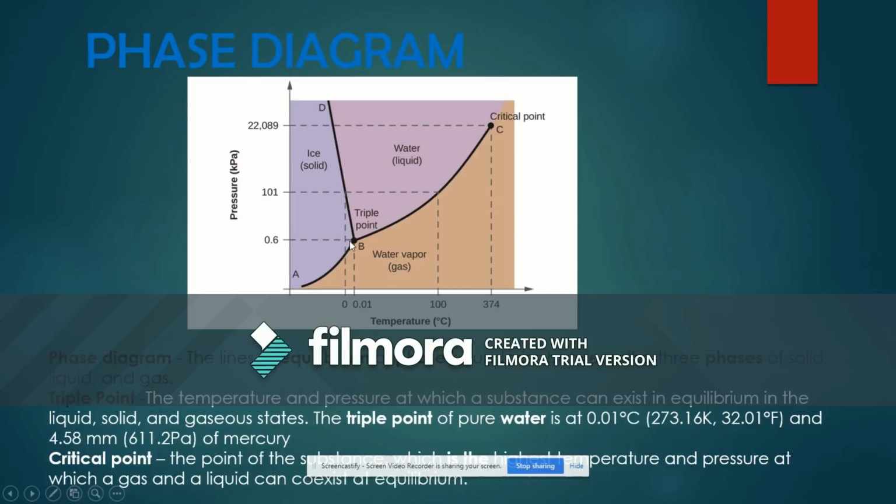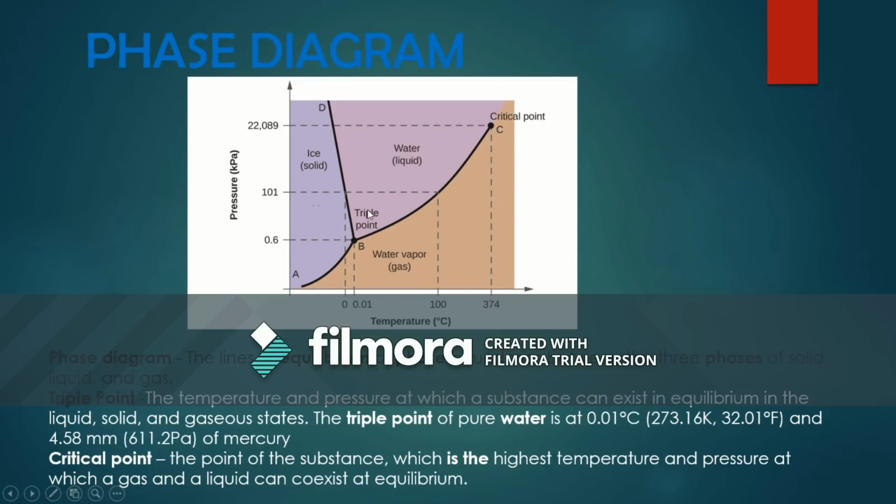You see there are three lines here. Each line represents equilibrium between two phases; any point on a line is in equilibrium between those two phases. The triple point represents equilibrium among the three phases. The critical point is the point of highest temperature and pressure at which a gas and liquid can coexist at equilibrium.